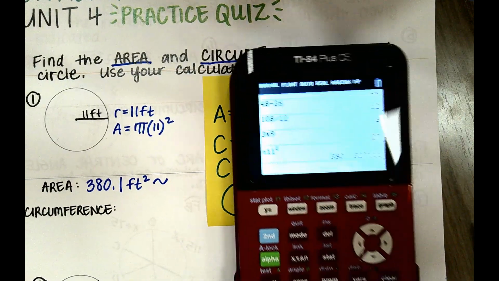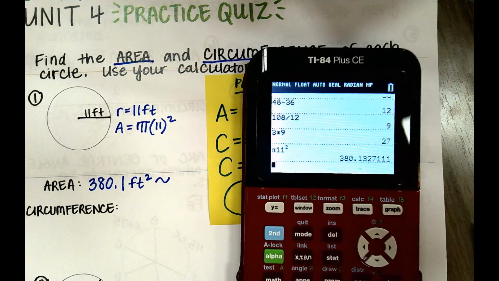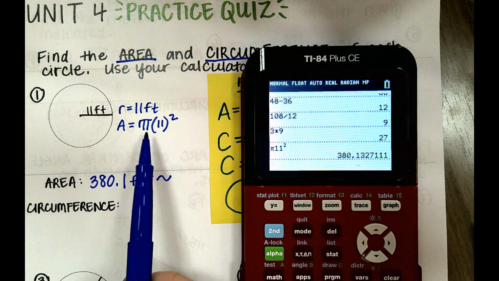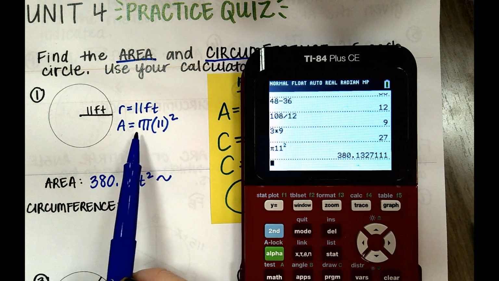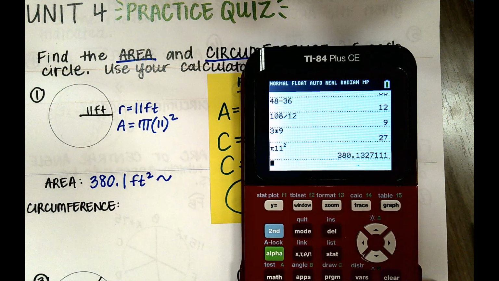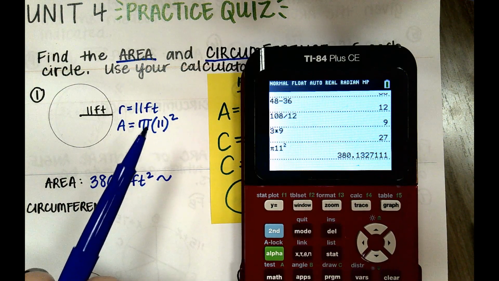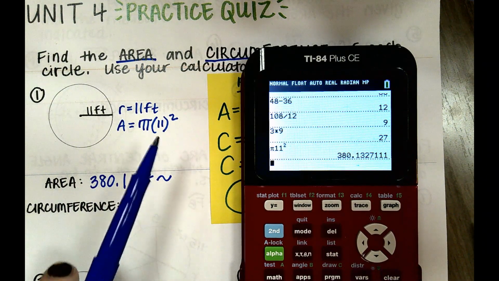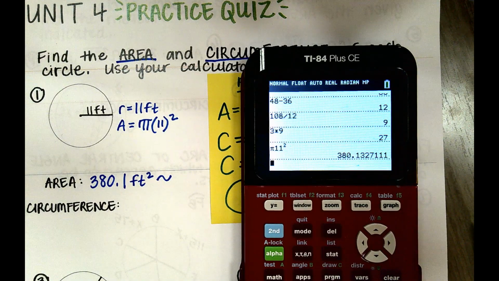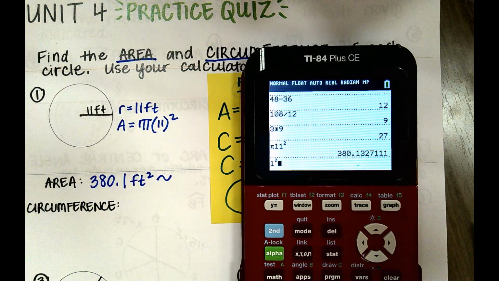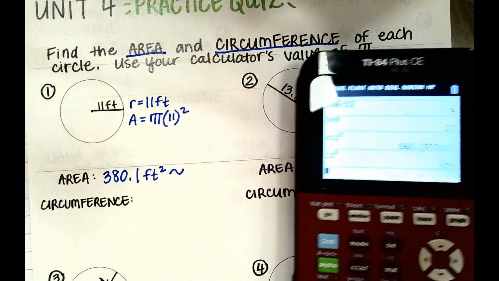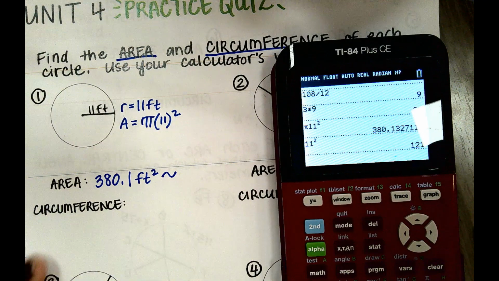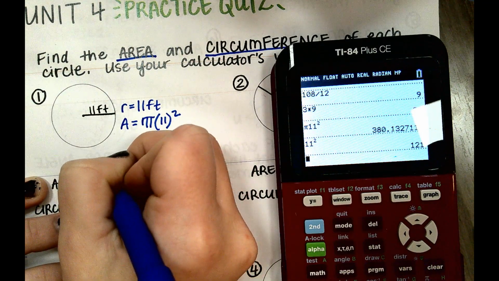Now, of course, if you don't want to mess with pi at all, you'll never have to type it in your calculator if you just use the formula. Don't type in pi. Instead, write it next to your answer. That would give you the exact value. So I could just do 11 squared. Don't include pi. Oops. 11 squared. And that would give me 121 pi feet squared. So I'll just write that above it.